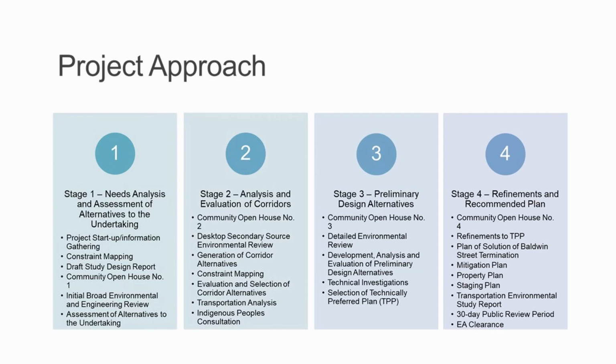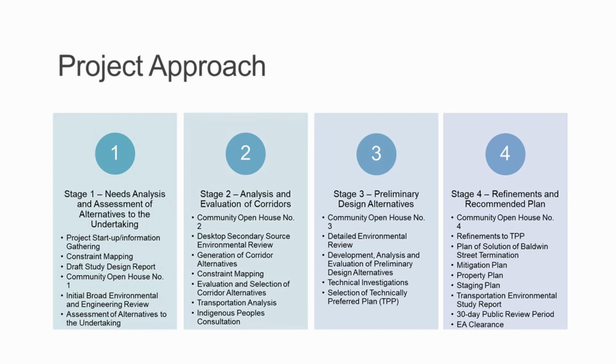Alternatives with significantly greater impacts than other alternatives carried forward may be course-screened from further consideration, and this will be presented at Community Open House number 2 in the fall of 2020. Following the analysis and evaluation of the corridors, a preferred corridor will be selected. This will be presented at Community Open House number 3 in 2021.